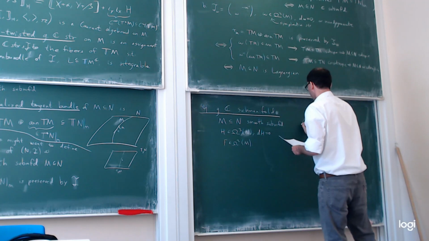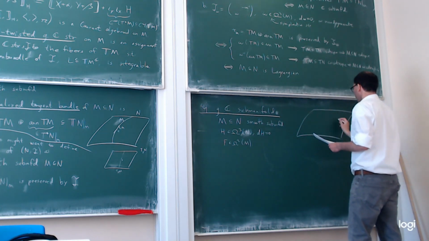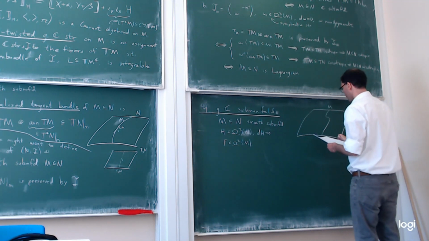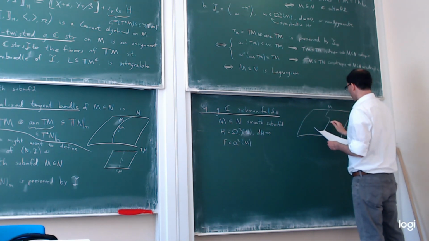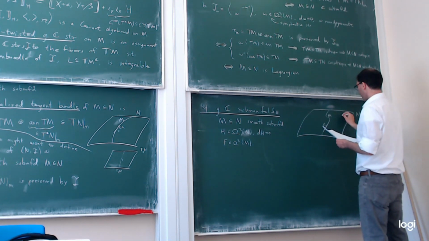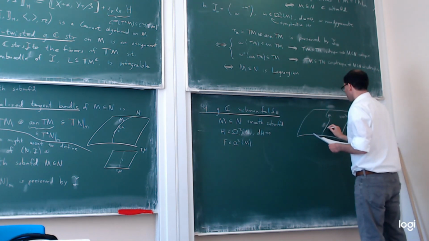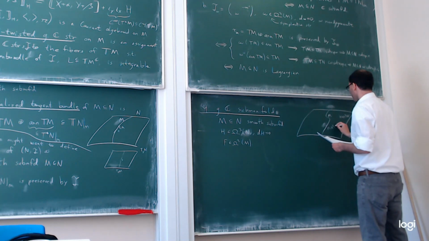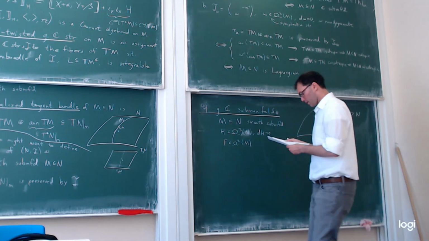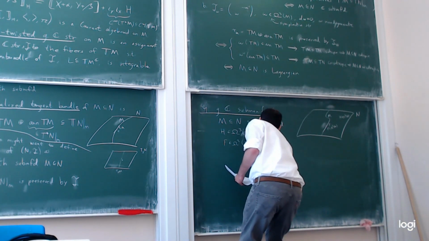And an illustration, just to see where everything lives. So here is N, the ambient manifold. Here is M, the smooth submanifold. F lies on M, and H. So H is a closed three-form on N. F is a two-form on M, on the submanifold.